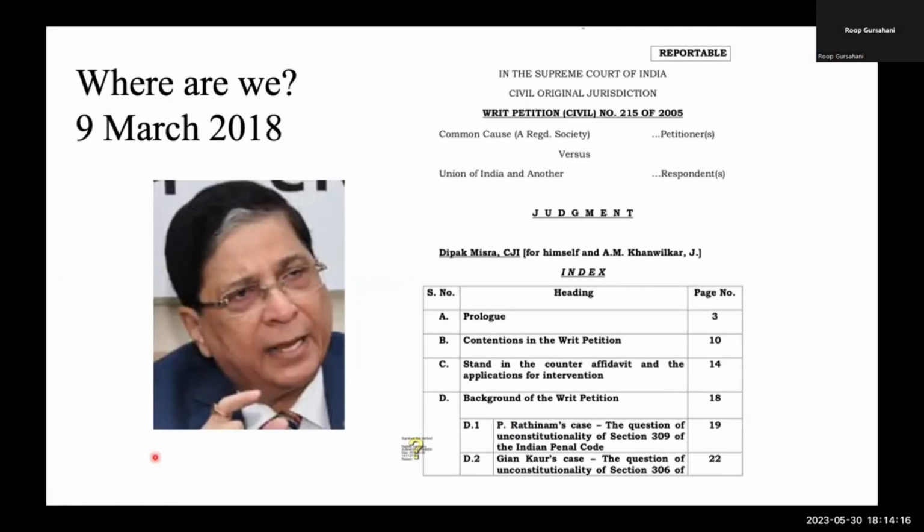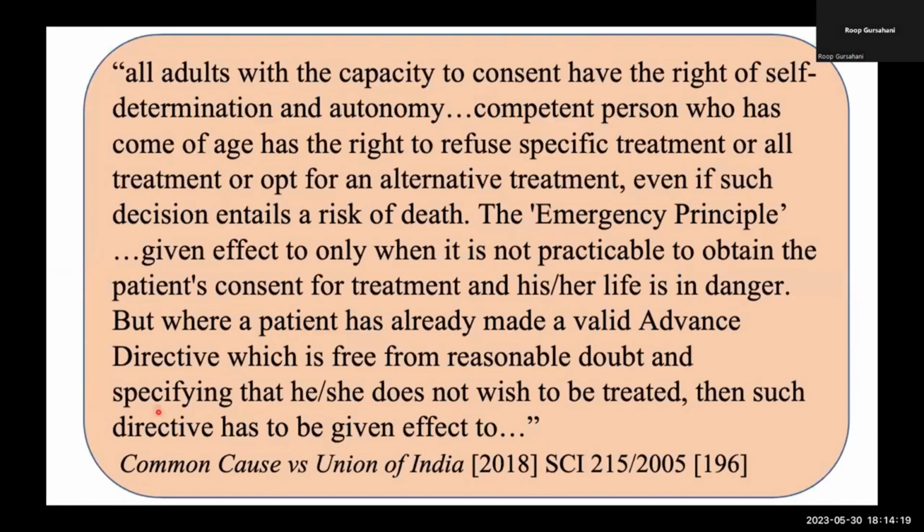the 2018 judgment. This judgment very clearly gives the constitutional basis of the right to refuse treatment. The Supreme Court said that a competent person who has come of age has the right to refuse specific treatment or all treatment or opt for an alternative treatment, even if this decision entails a risk of death. You can treat an emergency only when it is not practical to obtain the patient's consent and his or her life is in danger. But where a patient has already made a valid advance directive, which is free from reasonable doubt, specifying that he or she does not wish to be treated, then such directive has to be given effect to. This is the law of the land.